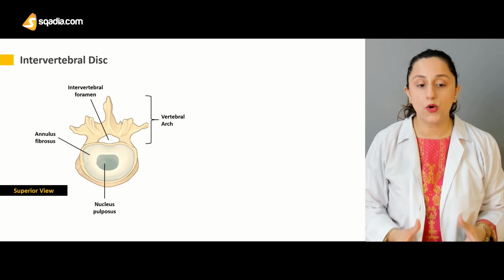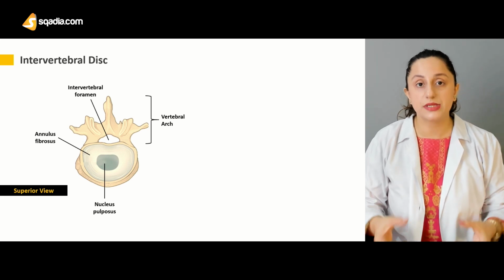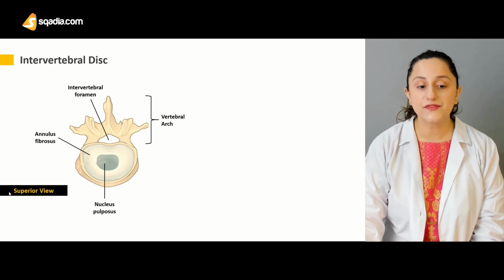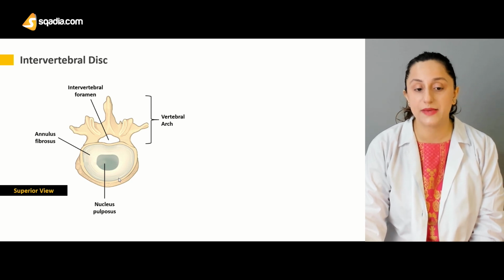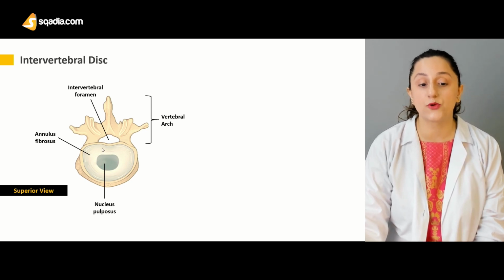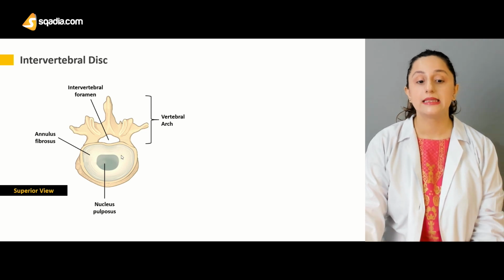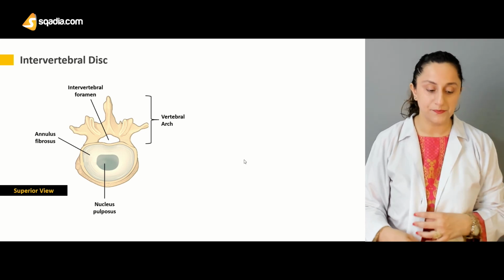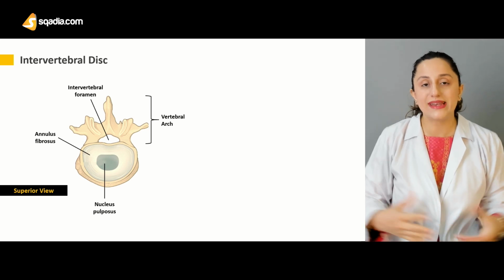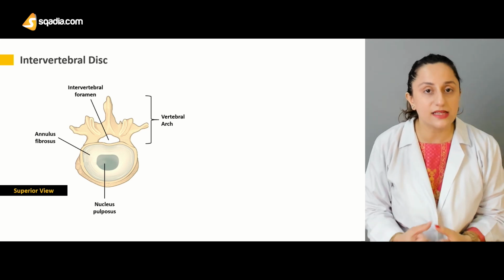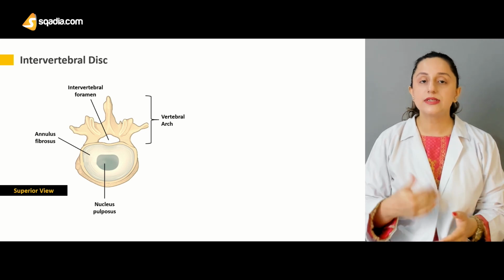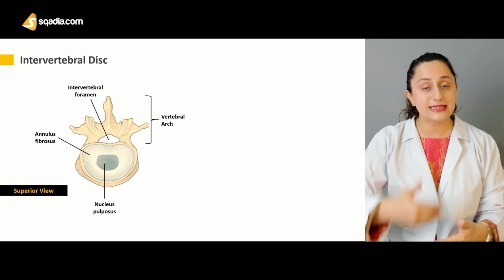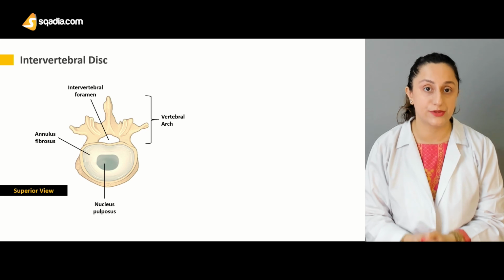Now, to provide a more fibrotic architecture to the intervertebral discs and to provide stability, we have the annulus fibrosus, which is a ring-like architecture. Usually, whenever there is some sort of mechanical injury, it is the annulus fibrosus which provides stability to the intervertebral discs and to the length of the vertebral column.